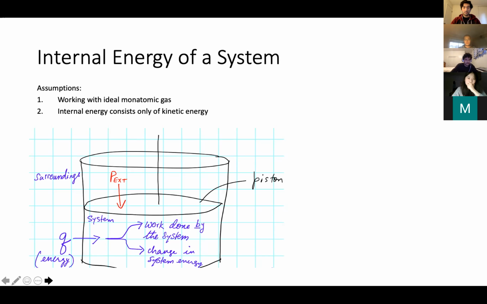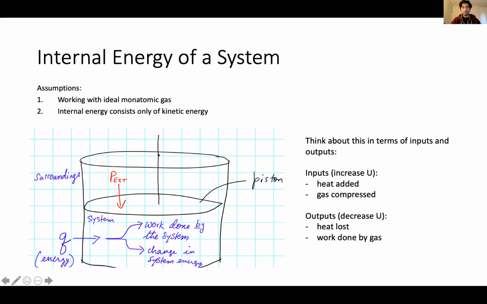And so with this idea of making a boundary between what is the system and what is the surroundings, what you can use to think about an example like this is to think about this in terms of inputs and outputs. So if you want to calculate the change in energy of the system, you could consider what happens at the input level and what happens at the output level. For this context, the main input is typically that heat is added into the system. There are also cases in which work is done to the gas, meaning that the cylinder is compressed. And in terms of outputs, the most common output would be that the gas expands and does work, thereby losing energy. And in some cases, there can also be heat loss.